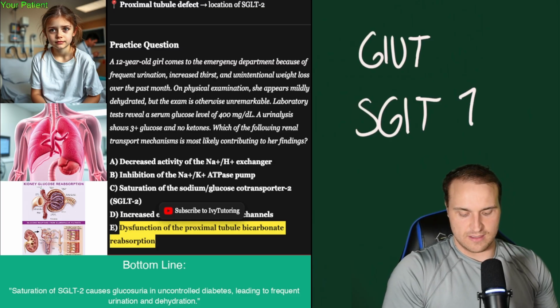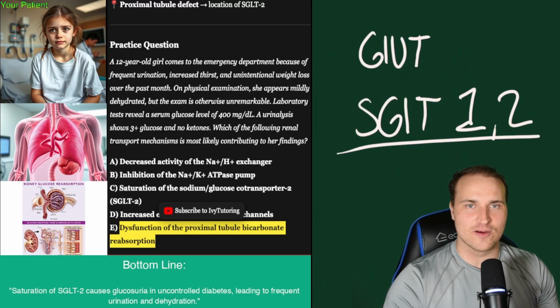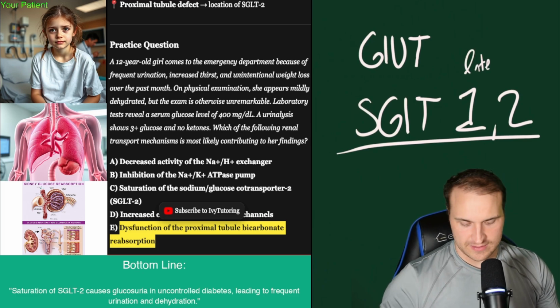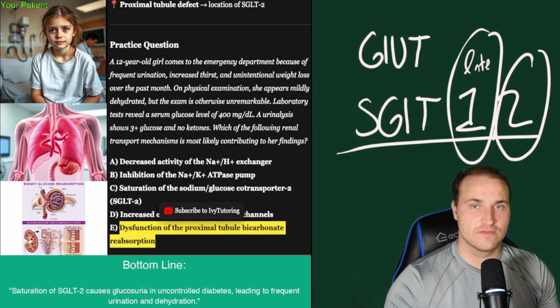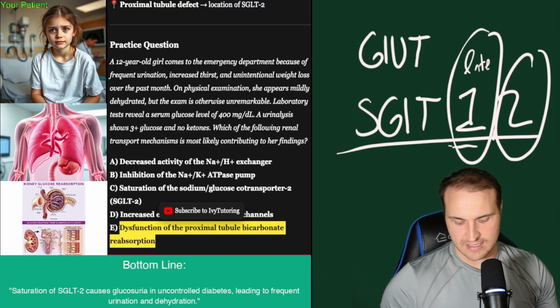All right, so really quickly, let's talk about SGLT1 versus SGLT2. So SGLT2 is located in the early proximal tubule, and then SGLT1 is going to be in the late proximal tubule, the S3 segment. And this one does like 10% of it, and this one does like 90% of the filtered glucose reabsorption. And one has a high affinity and low capacity, and the other has a low affinity and a high capacity.